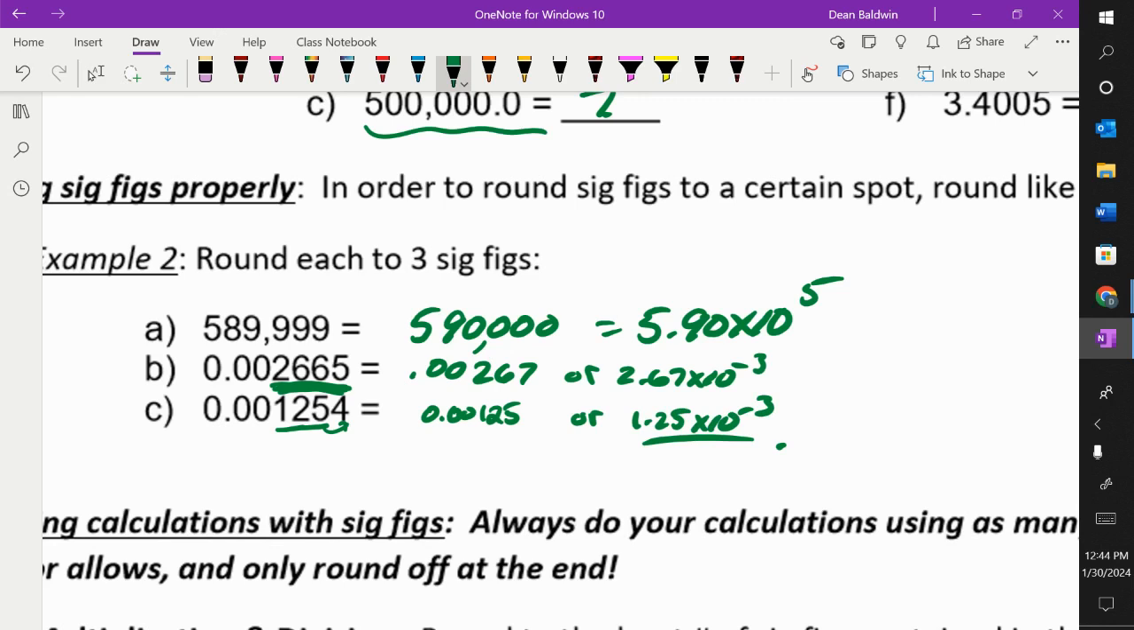Is that bringing back memories? Good memories of Chemistry 11? No, not good memories.